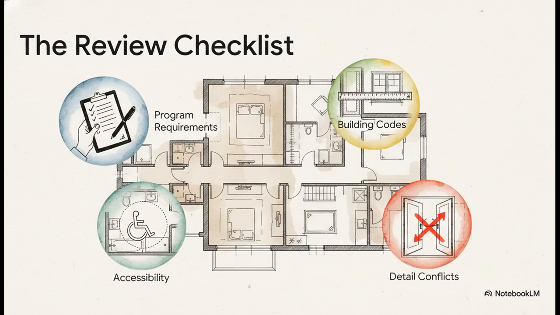And you have to review it systematically. Go back to your North Star, your criteria matrix. Did you hit every single requirement? You've got to check building codes. You have to confirm it meets all the accessibility standards. And you hunt for those little conflicts, like two doors that swing into each other. Trust me, finding these problems now will save you a world of pain later on.